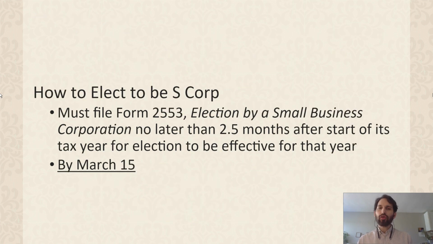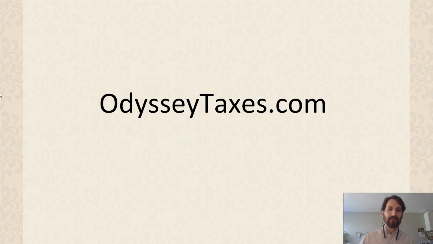How would you elect to be an S Corp? Well, you must file Form 2553, election by a small business corporation, no later than 2.5 months after the start of its tax year for the election to be effective. That means you must file that form by March 15 for it to be applied to that same tax year.